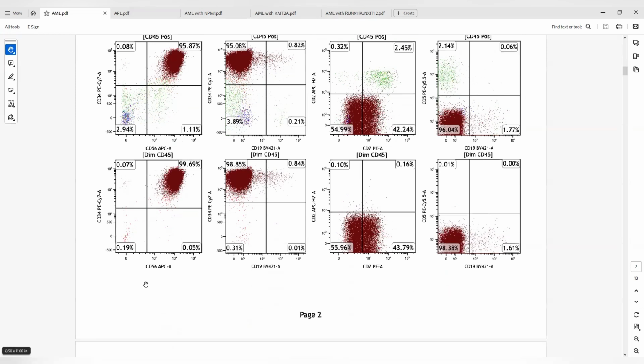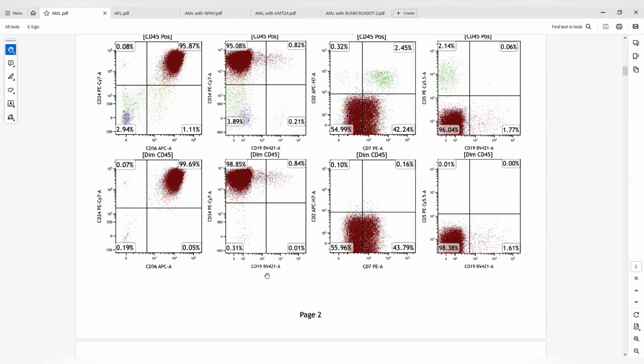Let's go here. CD56 is positive. Normal myeloid blasts are not CD56 positive. So this CD56 positivity is going to tell you that you're dealing with an abnormal myeloid blast population, and that can be helpful in following up with this patient.